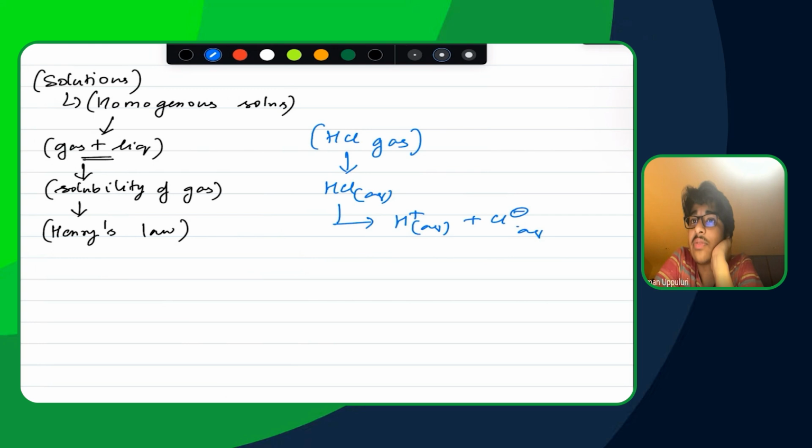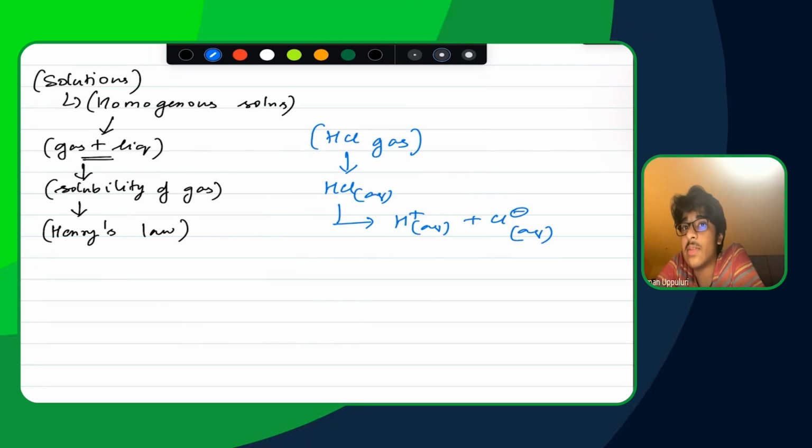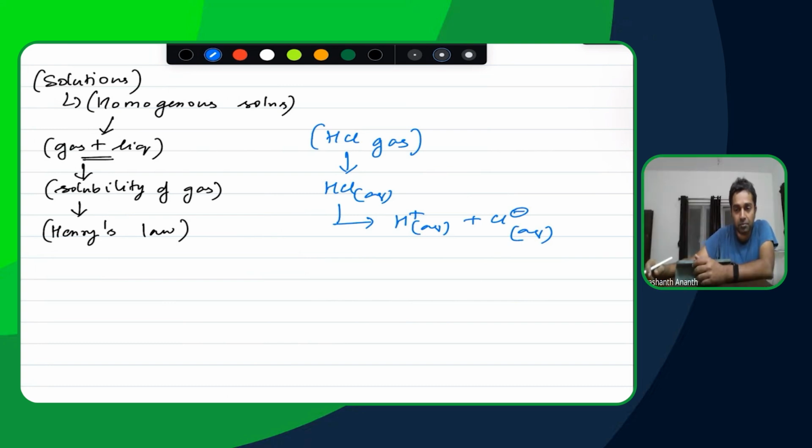Sir, what is the exact definition of a homogeneous solution? In a homogeneous solution, you have only one phase clearly seen, and it is properly, fully, evenly mixed. So how is gas and liquid a homogeneous solution? Gas plus liquid is only a homogeneous solution if the gas dissolves in the liquid.